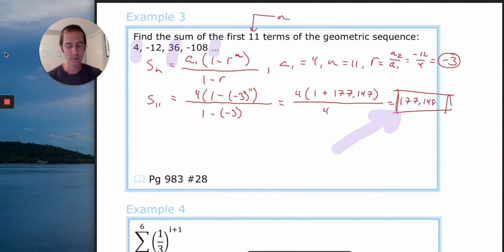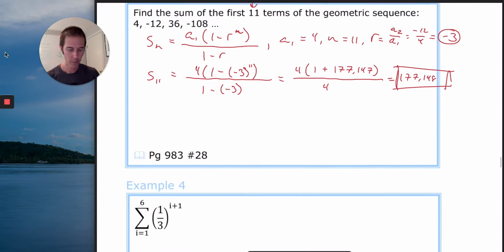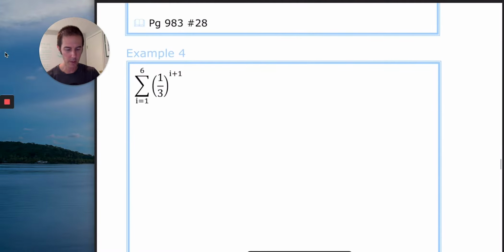Adding in these, especially these first few numbers, is not hardly even making a dent once we get out to the 11th term and we're working with such a large number that gave us an answer of 177,000 and change. All right, so just a little conversation about keeping our eye on the big picture and making sure that our final answer makes sense with a little bit of pattern recognition in there.